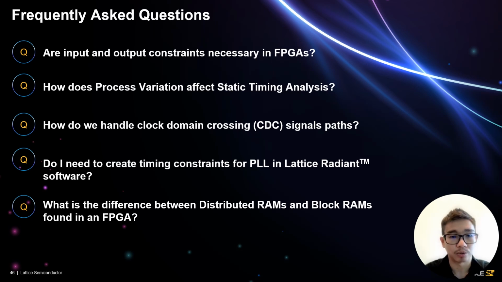Next, do I need to create timing constraints for PLL in Lattice Radiant software? Well, users would only need to constrain the input to the PLL. The PLL generated from the IP catalog will be automatically constrained based on the parameter set. Another commonly asked question is, what is the difference between distributed RAMs and block RAMs found in an FPGA? Well, distributed RAMs are implemented using FPGA's core logic, such as lookup tables, and are generally smaller in capacity, while block RAMs, on the other hand, are dedicated memory resources at specific locations designed for larger memory storage.